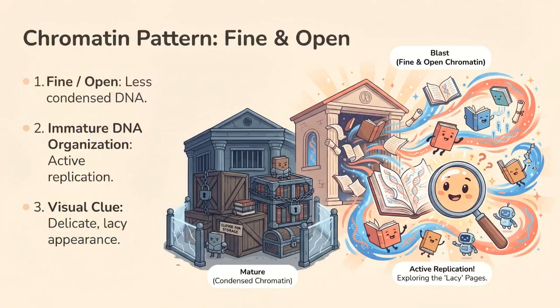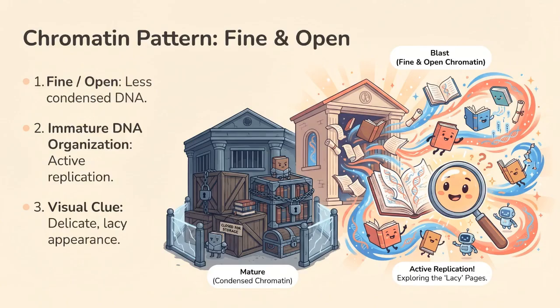Another crucial feature for identifying blasts, following our discussion on the NC ratio, is their distinctive chromatin pattern. Chromatin refers to the complex of DNA and proteins that forms chromosomes within the nucleus. In mature cells, chromatin is typically condensed and clumped, appearing as dark, dense areas within the nucleus. However, in blast cells, the chromatin is characteristically fine and open, often described as delicate or lacy. This less condensed appearance is a direct indicator of immature DNA organization and high metabolic activity.